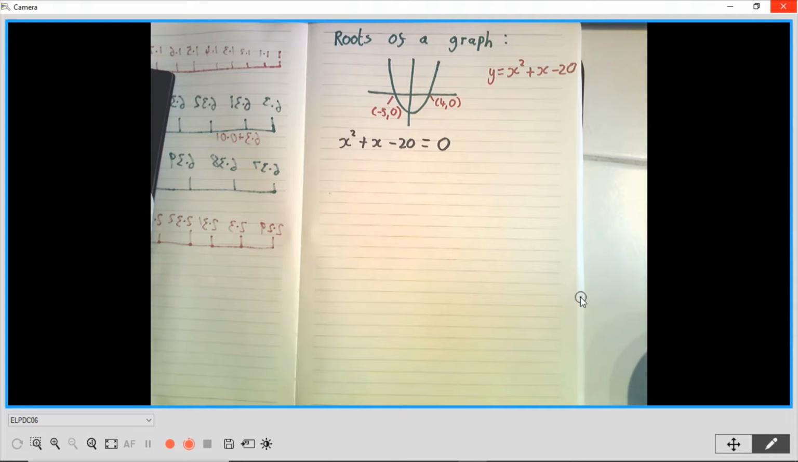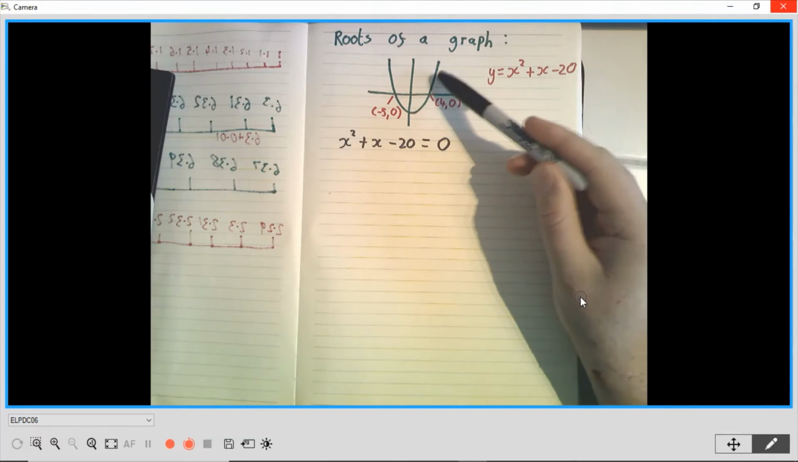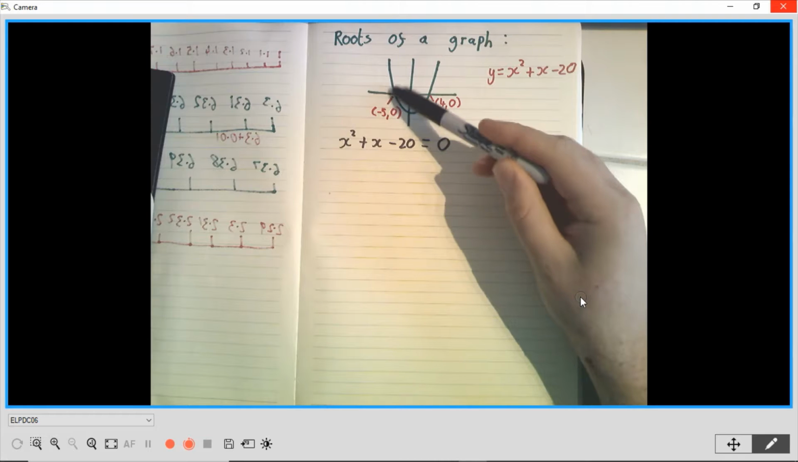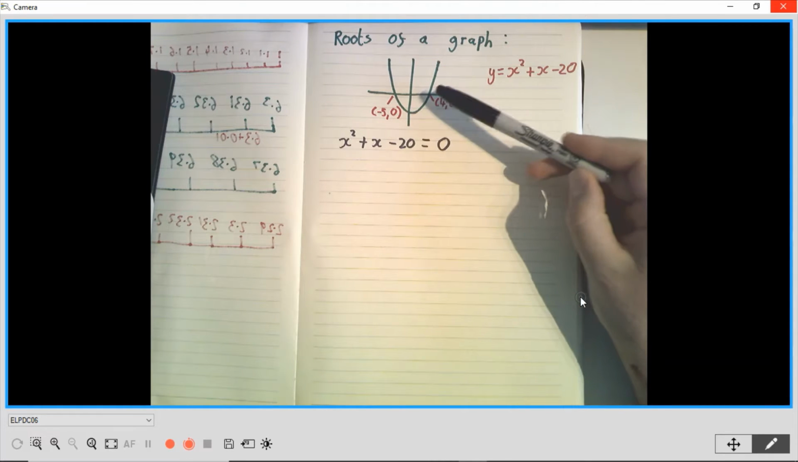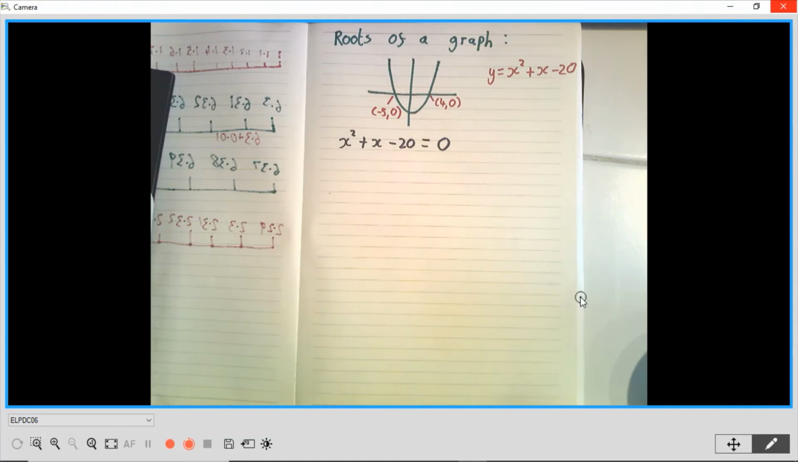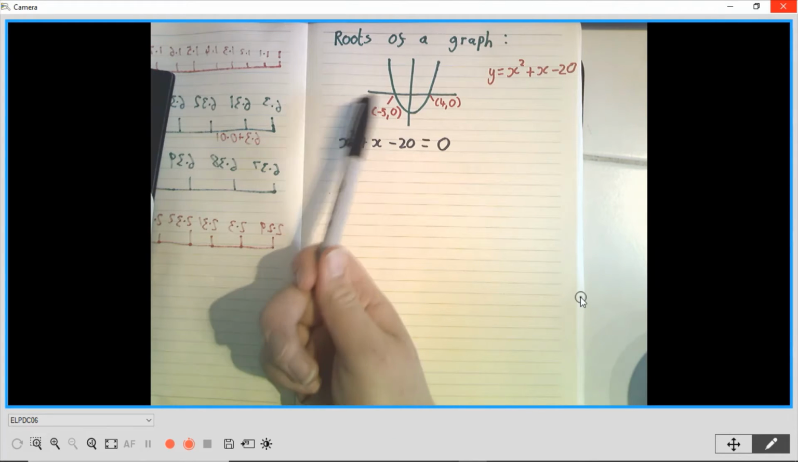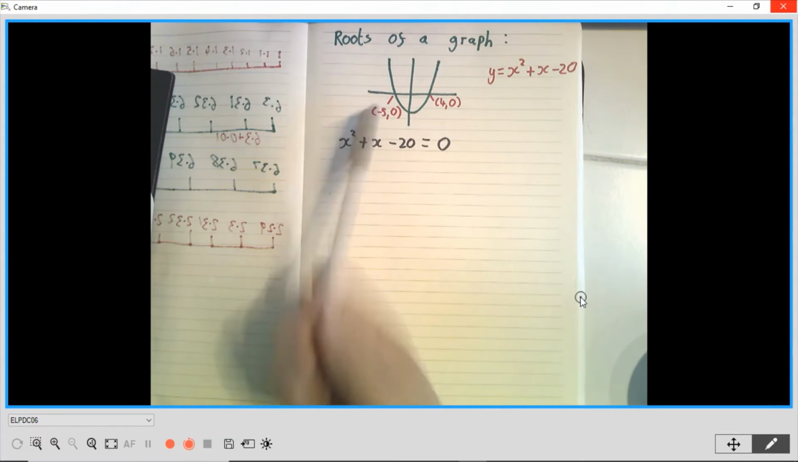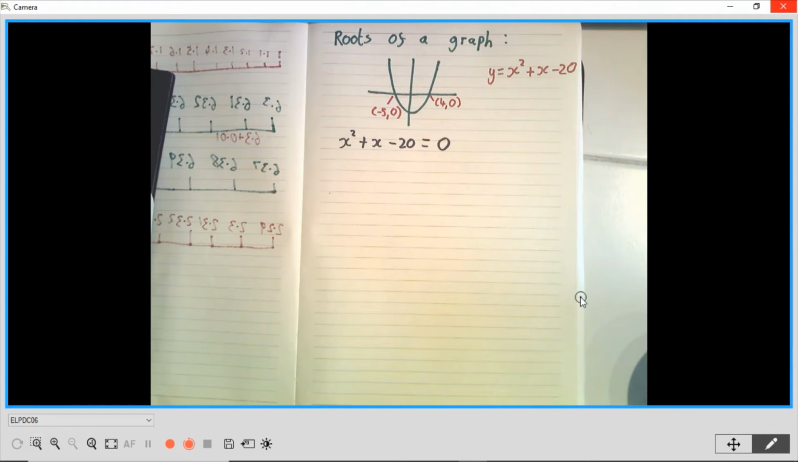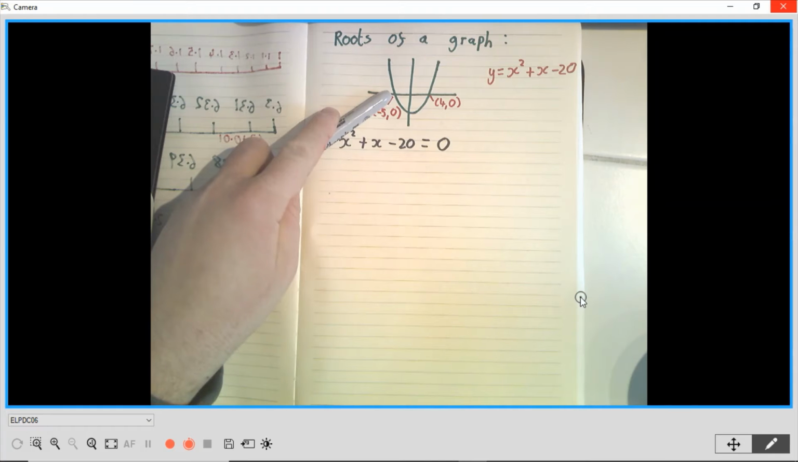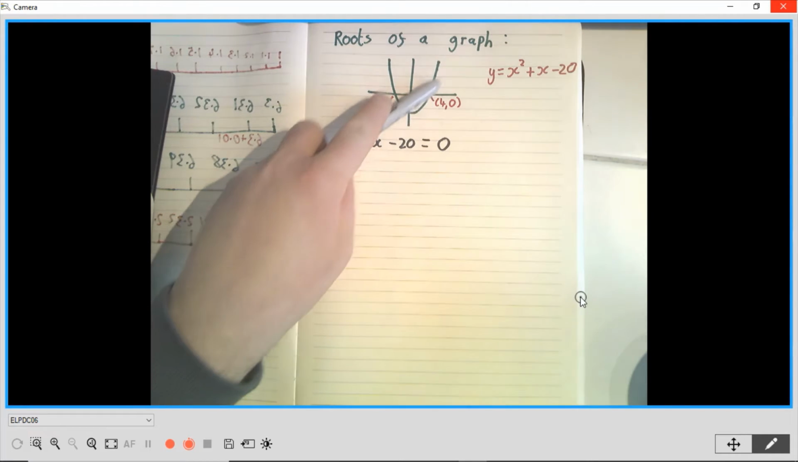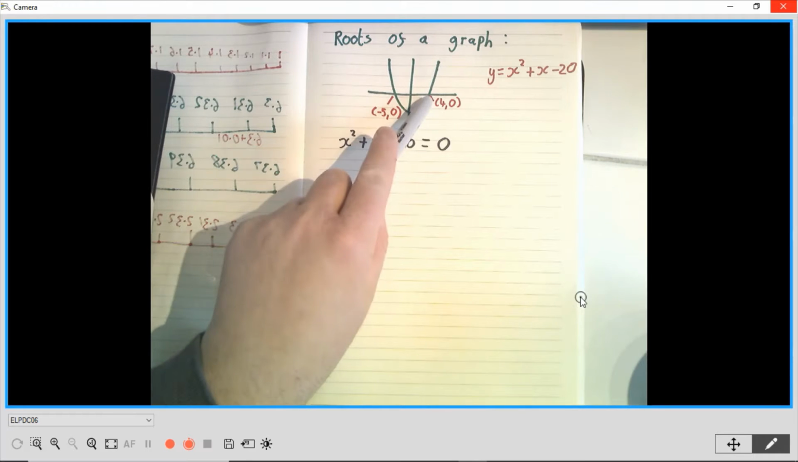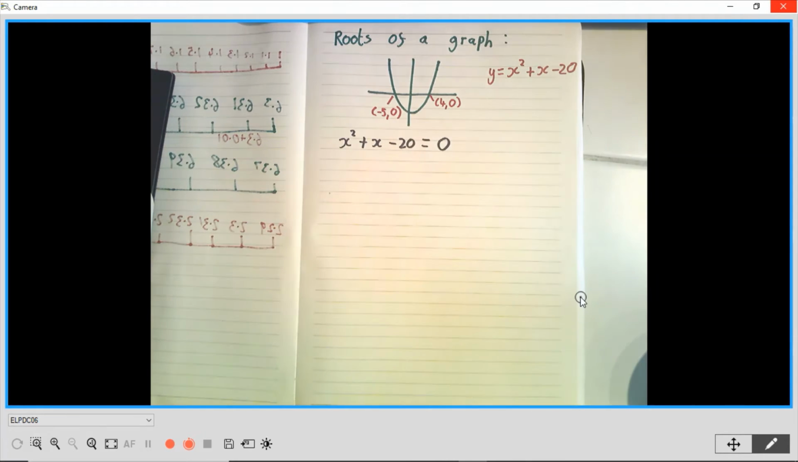The roots of a graph are the points at which it crosses the x-axis, and I've noted those 2 points here. It passes at the point 4, 0, and it also passes at the point -5, 0. In other words, it crosses the x-axis twice, once on its way down here at -5, and then it crosses the x-axis a second time at the point 4. So 4 on the x-axis, which is the point 4, 0.